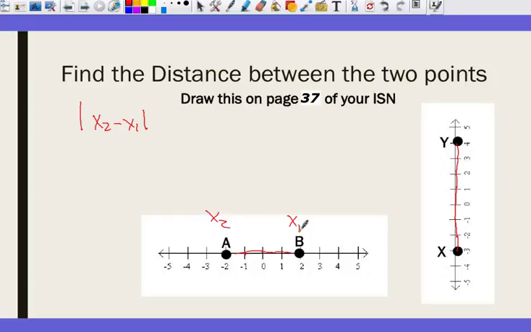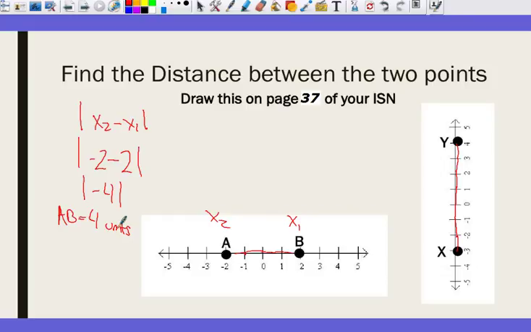Negative 2 is our x2, so we're going to have the absolute value of negative 2 minus 2. What's negative 2 minus 2? Negative 4. Are we done yet? We have to take the absolute value of it. When I said an absolute value turns a negative number to a positive number, so the answer is 4. So we know the measurement of AB is 4 units. Is that what we counted?